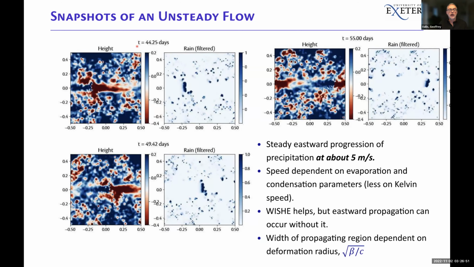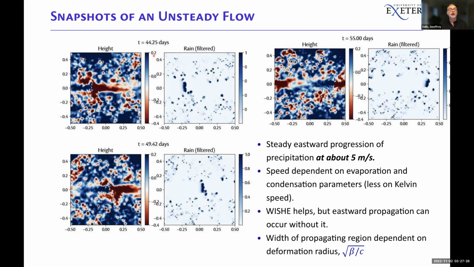So these are snapshots of results from a numerical simulation. This is the height field, and this is the precipitation field, these dots here. So you can see at this particular time that it's raining here, and it's producing a pattern which actually looks a little bit like this Gill pattern. It's got these lobes on either side off the equator, slightly west of the precipitation, and then this long leading lobe, which is a Kelvin wave.